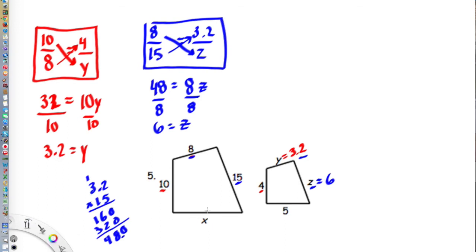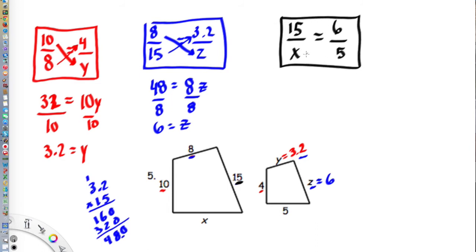X is. Okay, so I'm going to take side 15 here. 15 and X, these are the two sides I'm comparing. I'm going to set up my proportion saying it's equivalent to... Well, I know that 15 is corresponding to Z, which is 6. And then I know that side X here corresponds with side 5 over here.